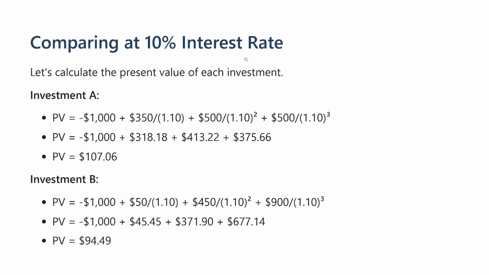Similarly at a 10% interest rate, it's the same calculation, you're just replacing every 1.05 by 1.10. There you have it. But you find out that investment A is now actually better than investment B.